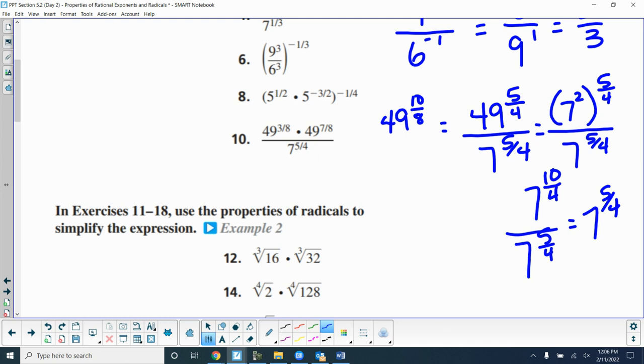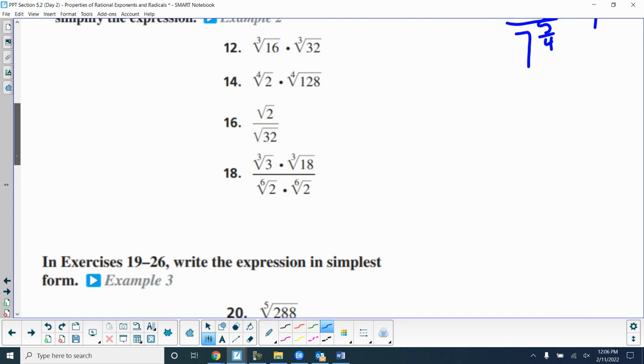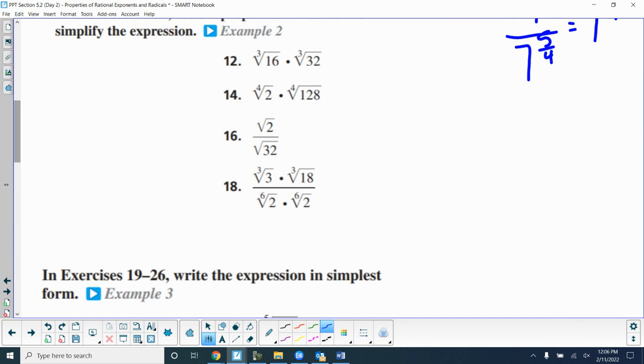All right. Any others? I have a lot of questions. Then ask them. Number 12 is 8. 14 is 4. 16 is 1/4. And 18 is 3. Oh my God. All right. 18 is the tough one. Let's go over that one. And if there's any others, you can ask.